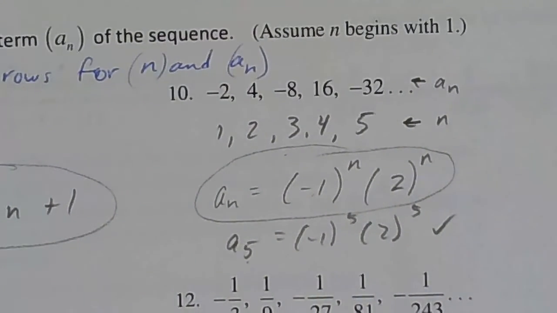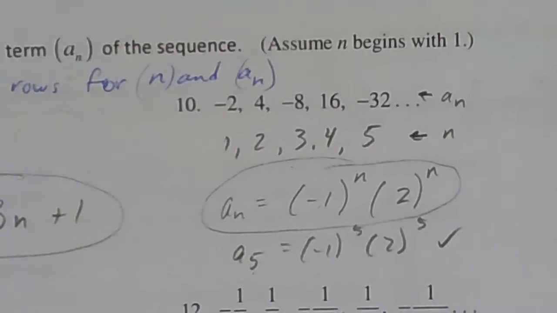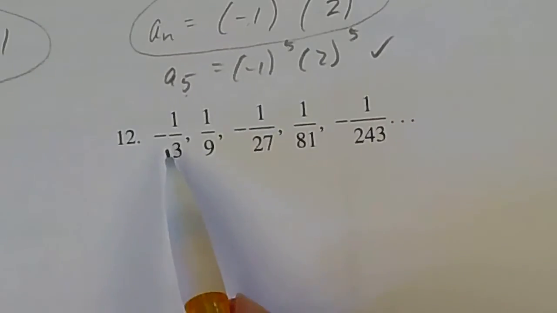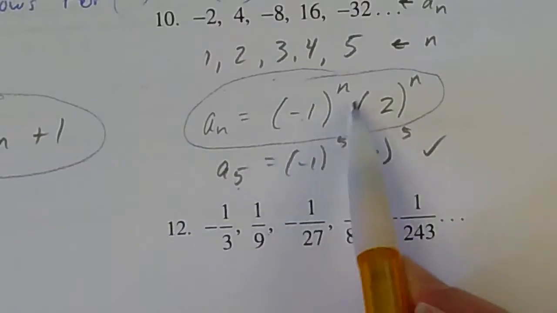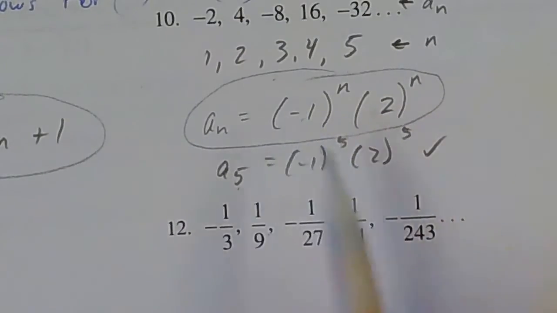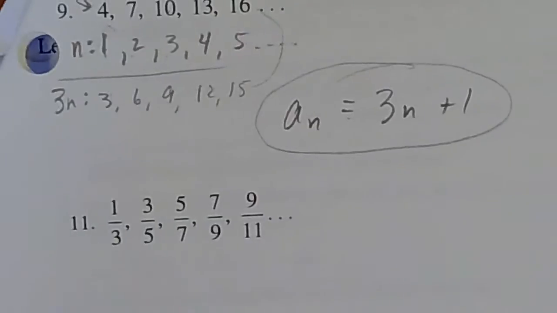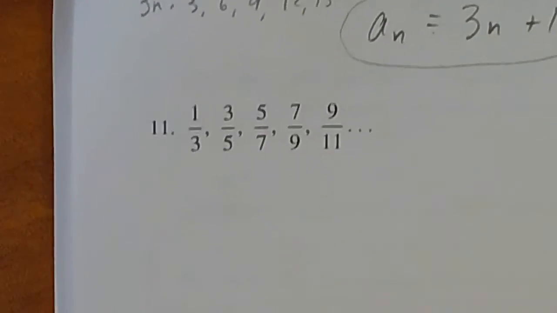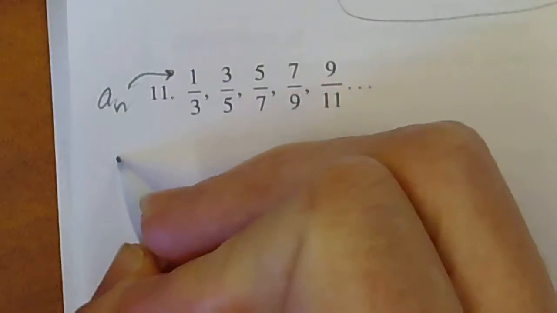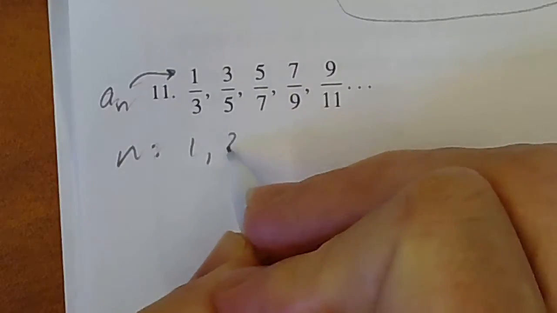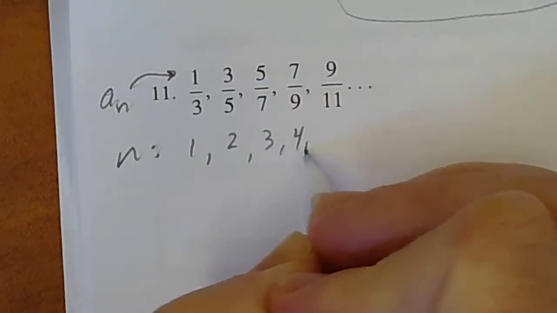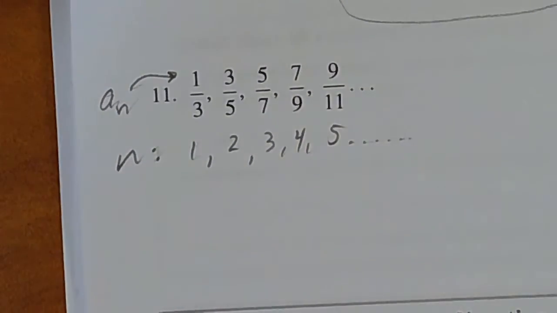Okay. All right, let's look at one of these fraction ones to wrap it up. 11 and 12 are very similar, but 12 has the alternating going on. So whatever pattern you find for the numbers, you just tack on the -1 to the n power. Okay, so let's go to 11. Remember, this is a sub n. Put your row of n's underneath it. 1, 2, second term, third term, fourth term, fifth term. Okay, and it keeps going.